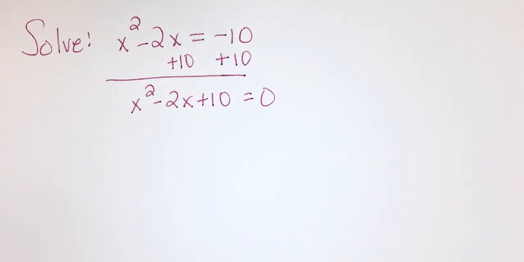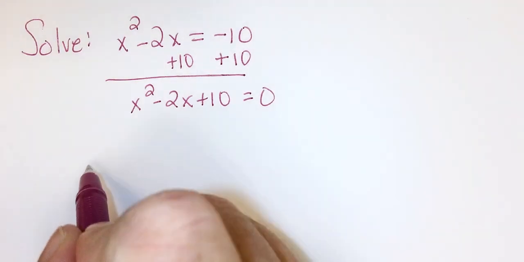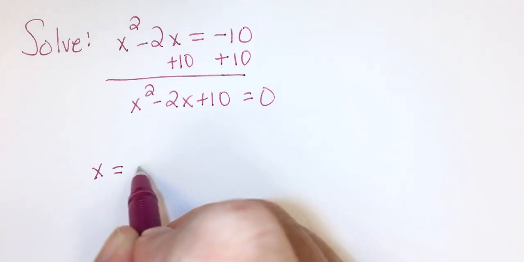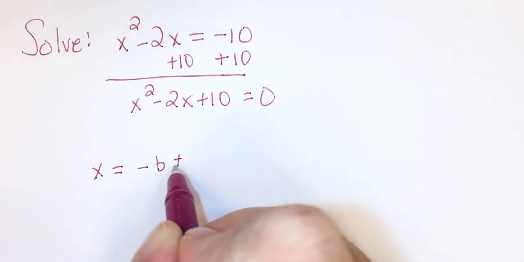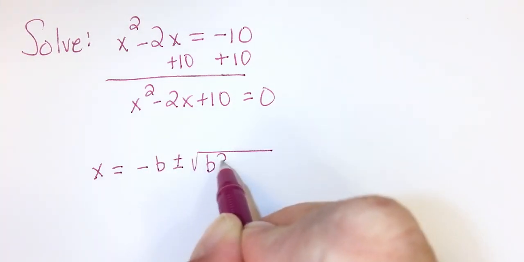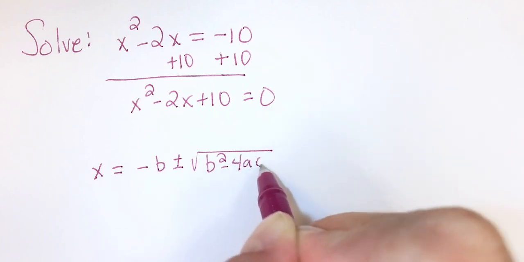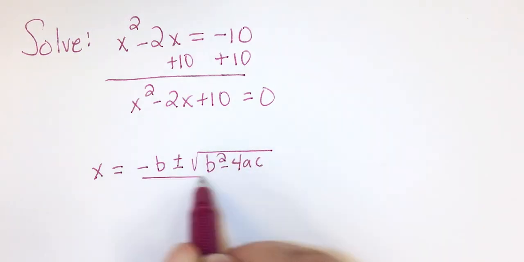Now that we've got this set equal to 0, we're going to write our quadratic formula out. So this is going to be x equals minus b plus or minus the square root of b squared minus 4ac all over 2a.